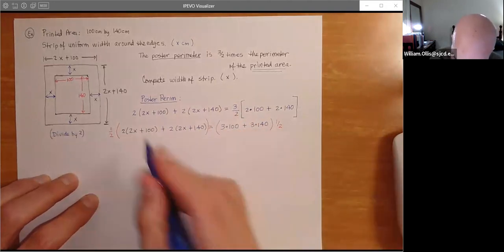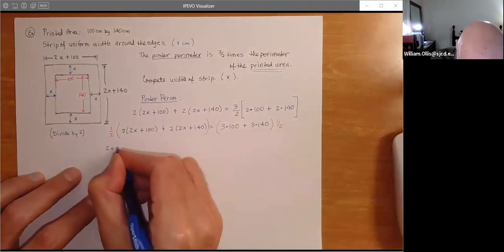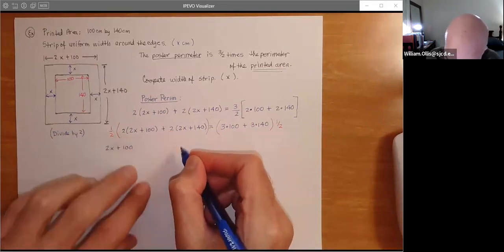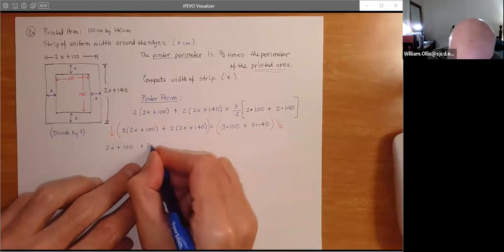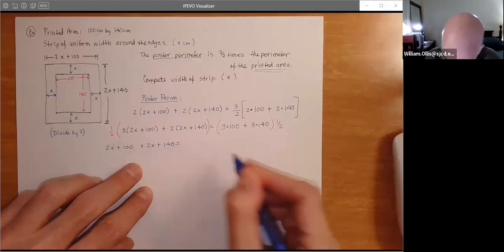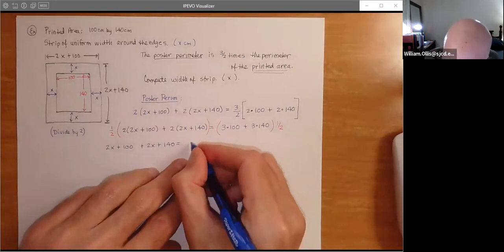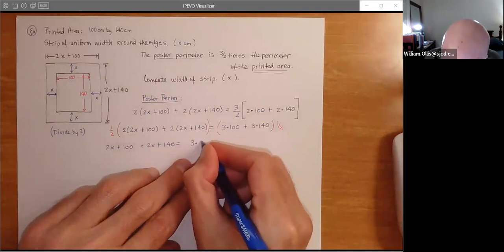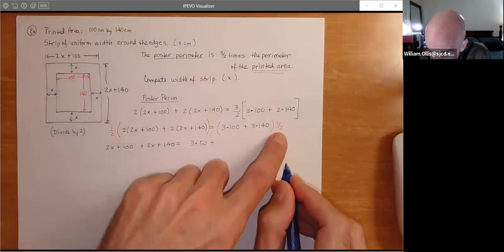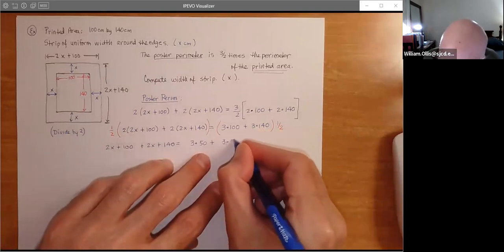Just to make the number smaller. So the 1/2 will absorb the 2. That'll be a 2x plus 100. The 1/2 will absorb the 2, leaving a 2x plus 140. And then, of course, the 1/2 here will absorb into the 100, giving us a 50. So 3 times 50 using the distributive law, and then the 1/2 absorbs into the 140 to give us 3 times 70.